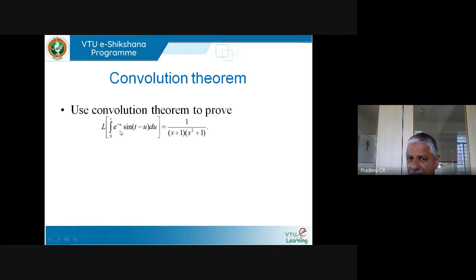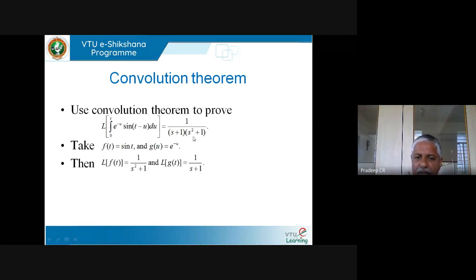So when you write the convolution, then in the definition t will become u. So the convolution of sine t and e power minus t will give me this. Its Laplace is the Laplace of sine t into the Laplace of e power minus t, which is 1 by s square plus 1 into 1 by s plus 1, which I get here. So this also we have seen. This is pretty easy, straightforward.